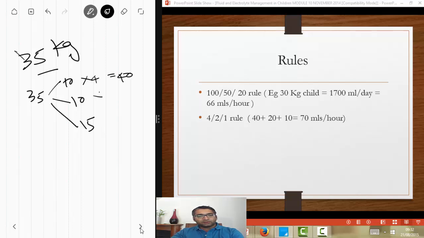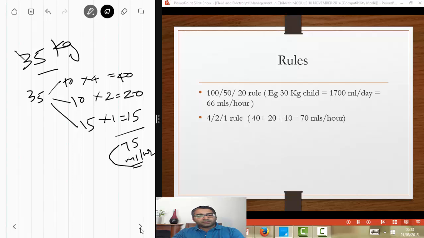For the second 10 kilos you would give 2 ml per kilo per hour, so that's 20, and then anything after that you would give 1, so that would be 15. So this child's hourly rate would be 40 plus 20 plus 15, that's 75 ml per hour. You would get exactly the same thing if you do the 150-20 rule, or maybe a couple of mils difference, but that doesn't matter. Essentially you're doing the same thing.